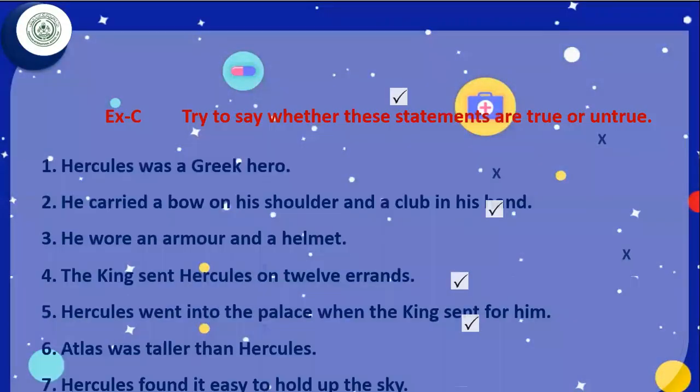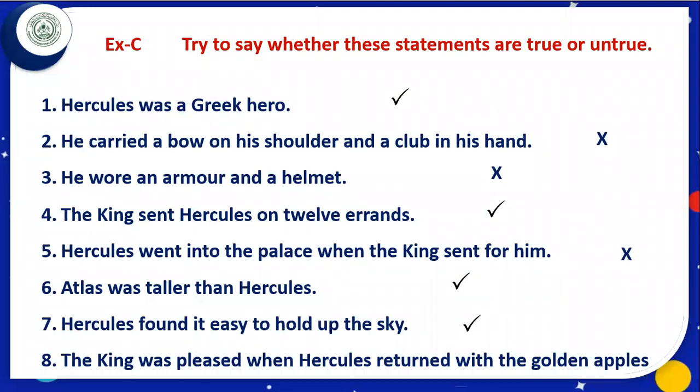Yes. Okay. What does it mean? He was not pleased. This will also be an untrue statement. This will also be an untrue statement. This was our exercise C that we have done. Let us move to the next exercise.